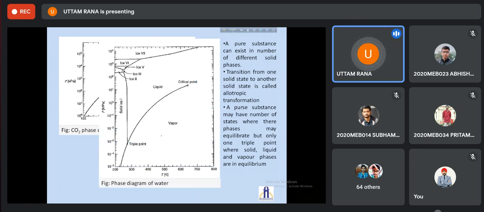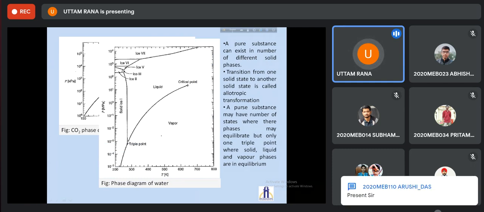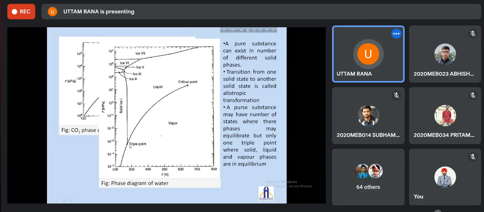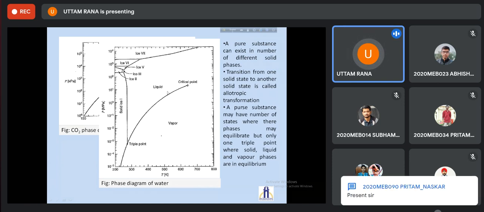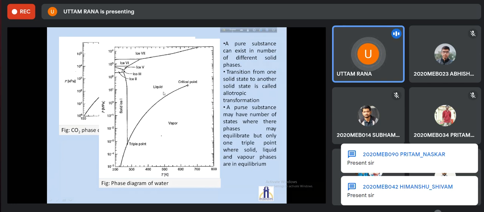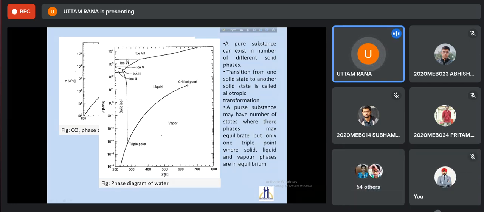This is the phase diagram of water. This is the triple point, where solid, liquid, and vapor are in equilibrium. If you go below the triple point, there are solid and vapor in equilibrium. If you go above the triple point, in the temperature region higher than the triple point, the substance is basically liquid. Then it goes to the liquid-vapor equilibrium. Now there are different solid states of ice: Ice 2, 3, 4, 5. These are different allotropic transformations of ice.